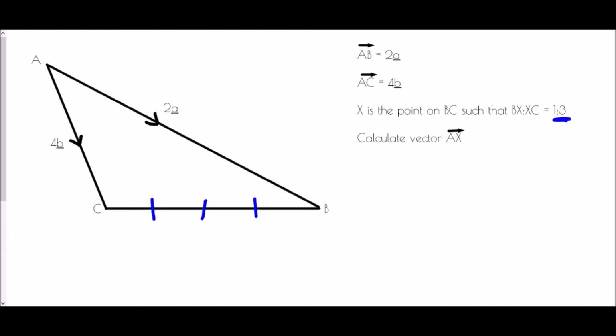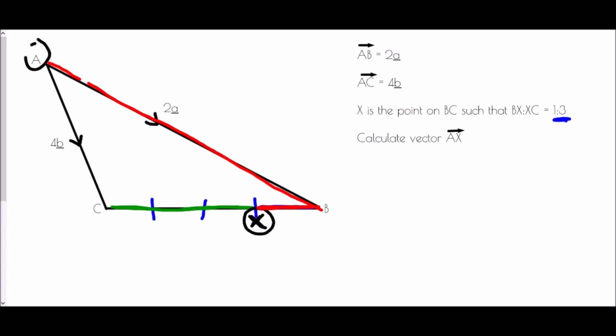And it then says that X is the point on BC such that BX to XC is 1 to 3. And therefore, the first piece would take me from B to X. The next 3 pieces would take me from X to C. And therefore X must be this point here. Now, the reason that that is important is that I'm looking for the vector AX. So I need to know how to get from A to X. And to do that, I need to think about the journey that would need to be taken. I would need to go from A to B and then from B to X.